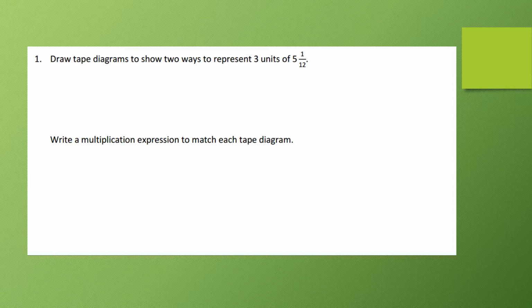Draw tape diagrams to show 2 ways to represent 3 units of 5 1/12. Our verb in this problem is to draw and to show. What do we have to draw? We have to draw a tape diagram, and we're showing 2 ways to represent 3 units of 5 1/12. And the numbers we have to use, we have to do 2 ways of 3 units and 5 1/12.